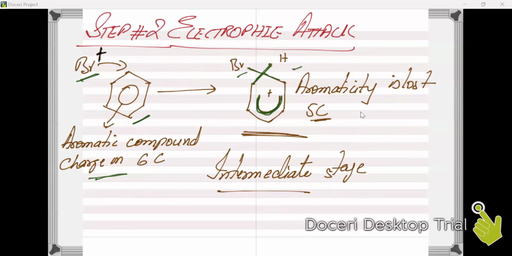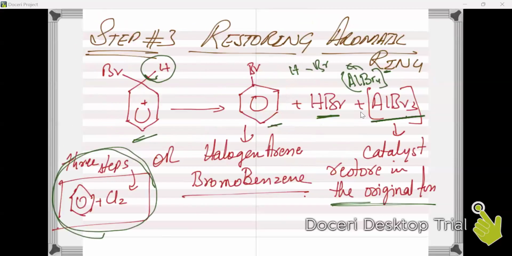Step number 2: the bromine which just broke up from the other bromine is going to attack this benzene ring, and they will form an intermediate. The basic thing that you need to see over here is that the benzene has full aromaticity, meaning delocalized pi electron systems all over. However, in this case, the aromaticity is lost, and both bromine and hydrogen are there in one compound, and this is an intermediate stage.